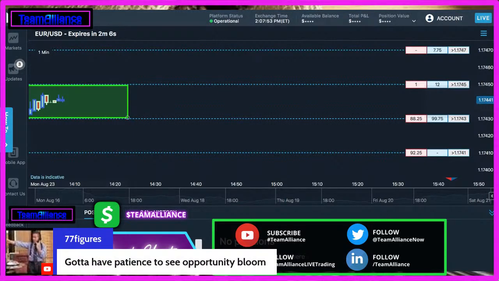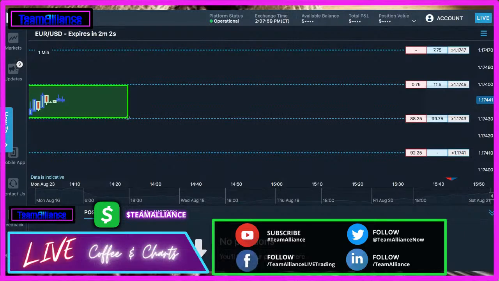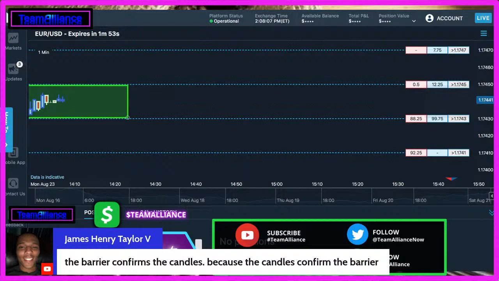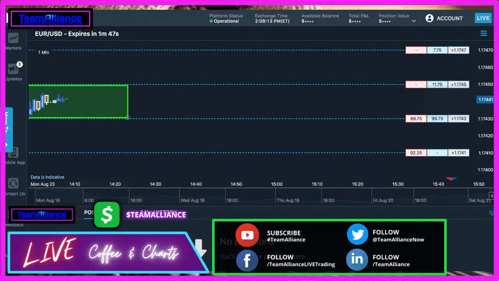All facts. Patience. Yes, they're one and the same. Yep. Barry confirmed the candles. Candles confirmed the barrier. That's right.